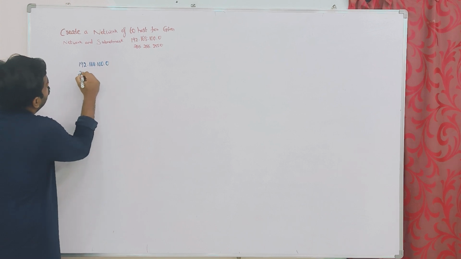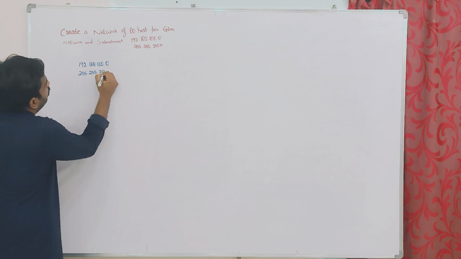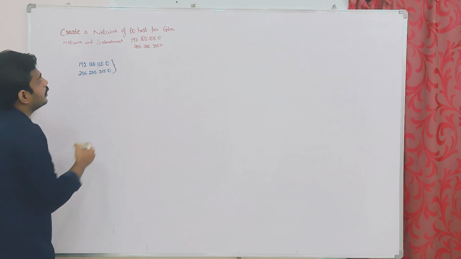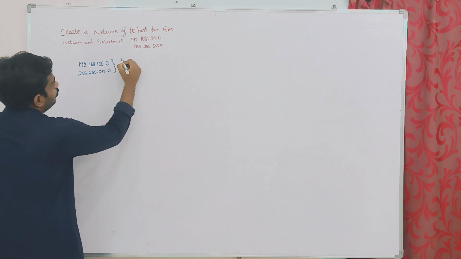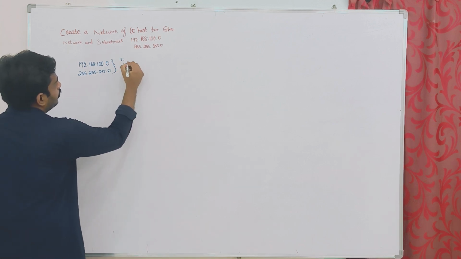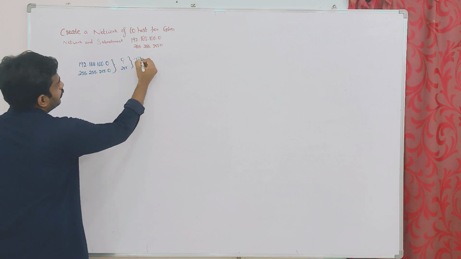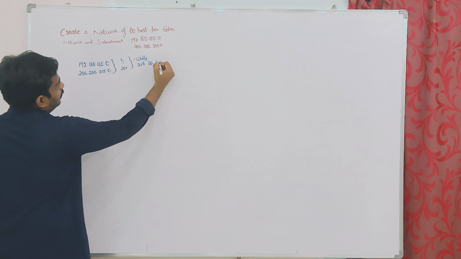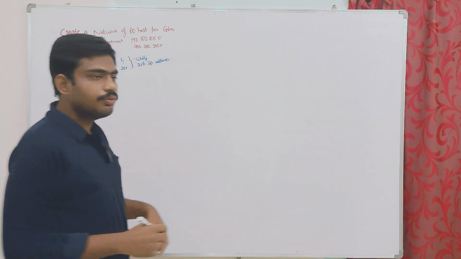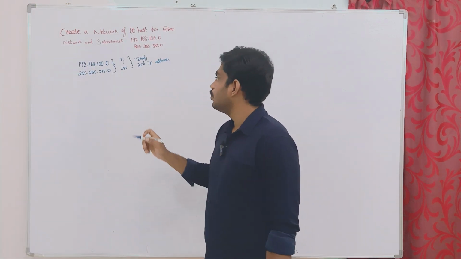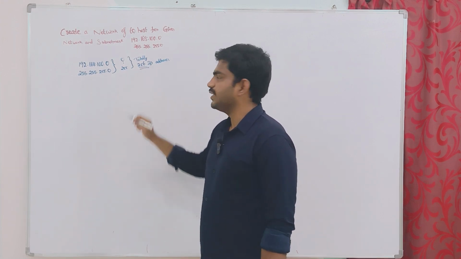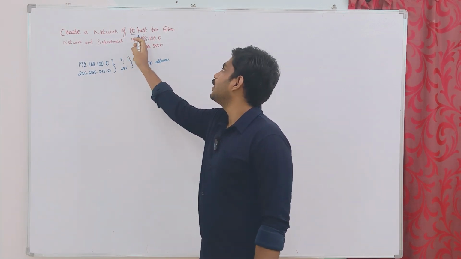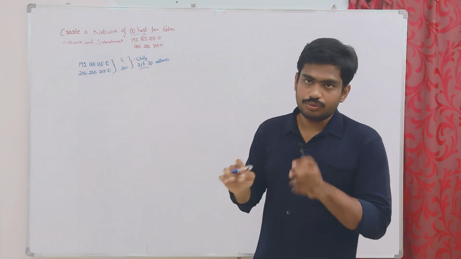192.168.100.0 with 255.255.255.0. In that we get IP addresses from 0 to 255, totally 256 IP addresses. Now, what is our scenario? Our scenario is we don't want 256 IP addresses. Instead, we want 60 IP addresses. How are we going to do that?